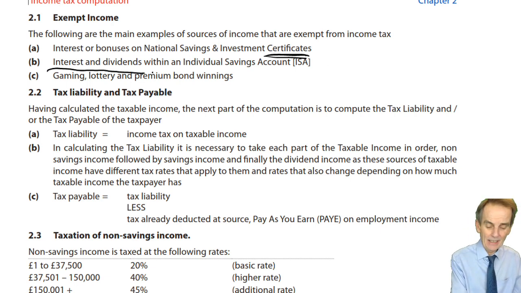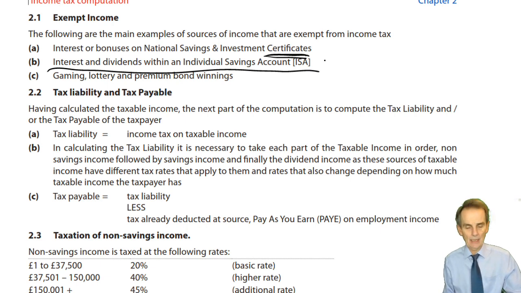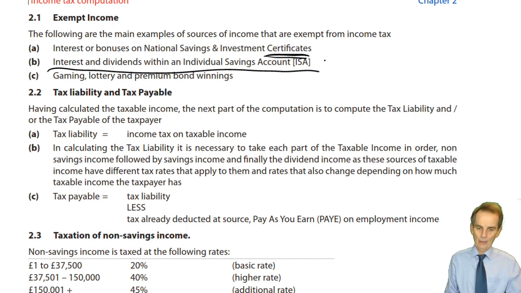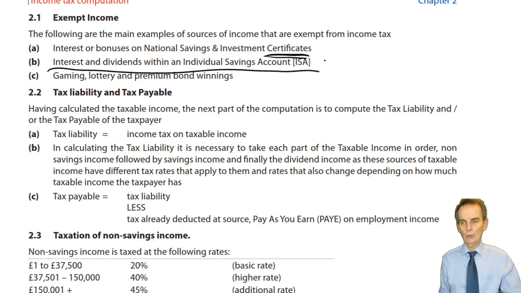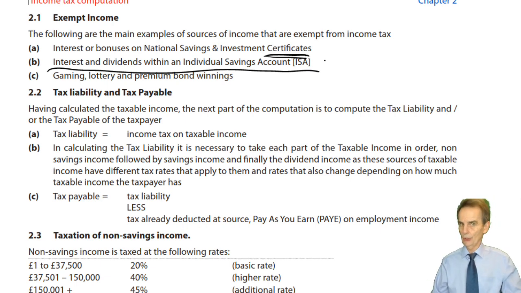Interest and indeed dividend income that falls within an individual savings account, or ISA as we will know it. Again, in years gone by, what the government did was to set up these ISAs to encourage individuals to save rather than just spend. And the way to encourage saving is, of course, to ensure that the income derived from it is not then going to be charged to tax. Clearly, an incentive there to save.